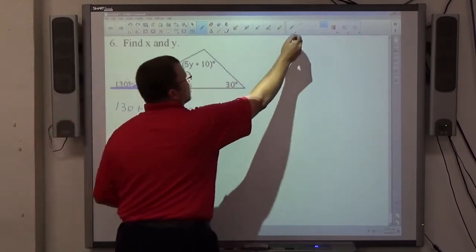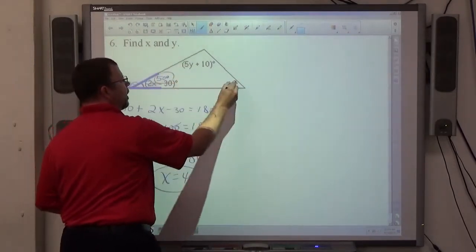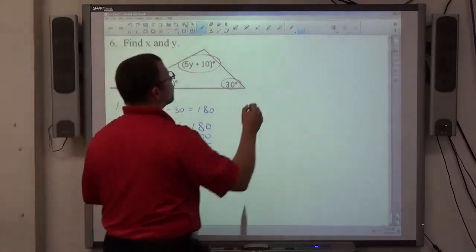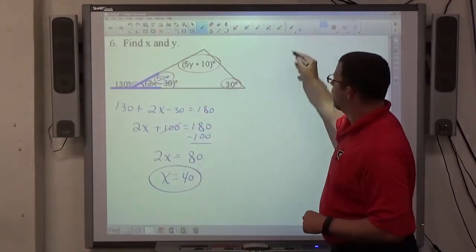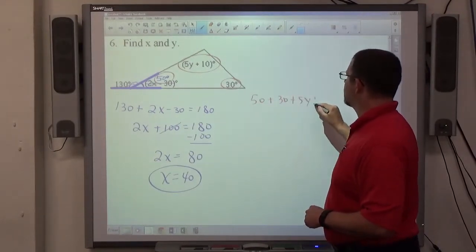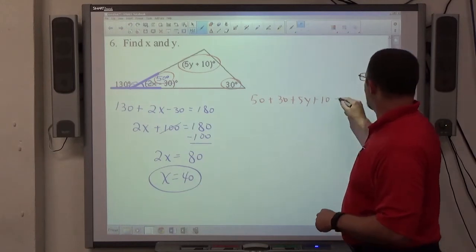So at this point, looking at the three angles of the triangle, I got 50 and 30 and 5y plus 10. Those three angles add up to 180. So therefore, I know that 50 plus 30 plus 5y plus 10 has to equal 180.